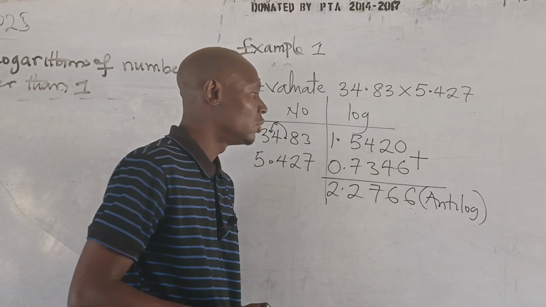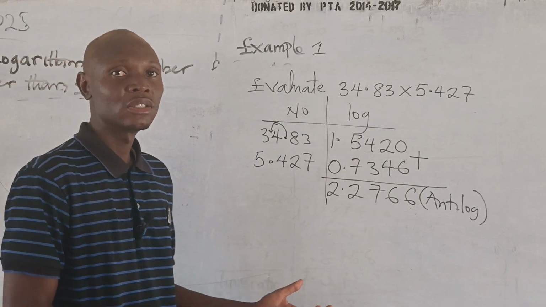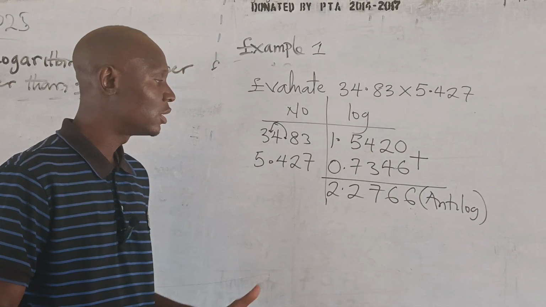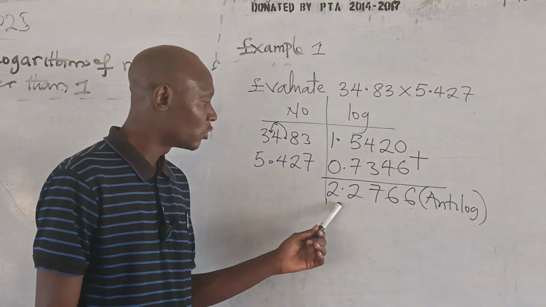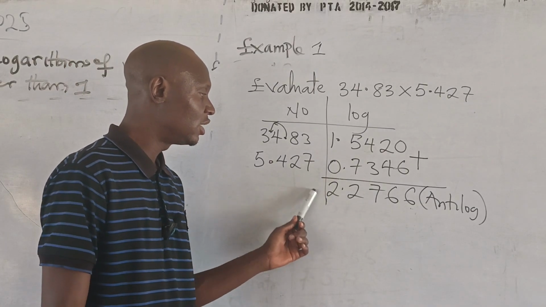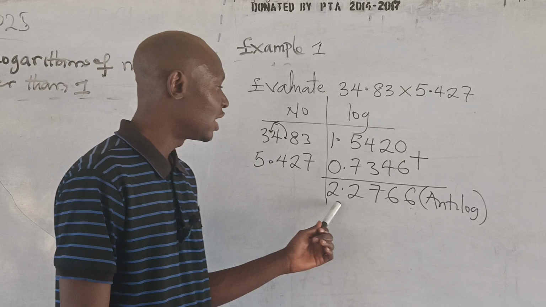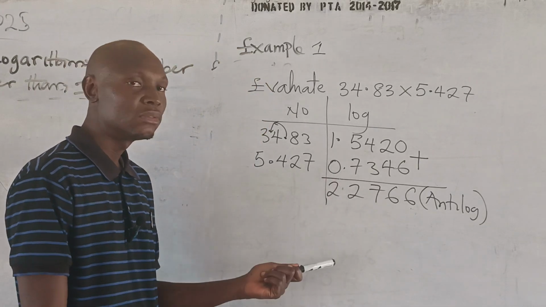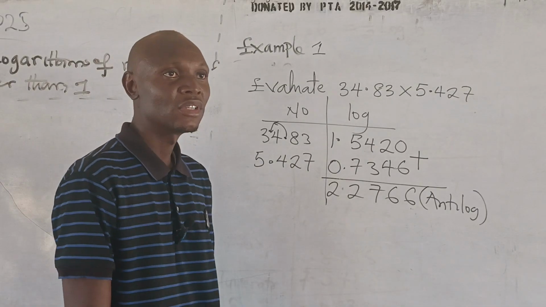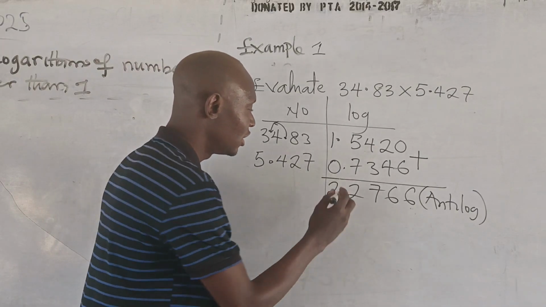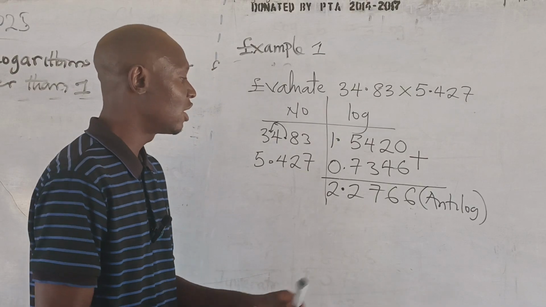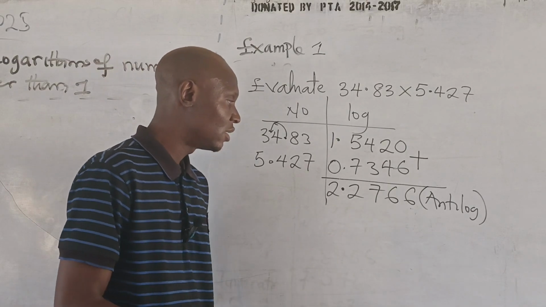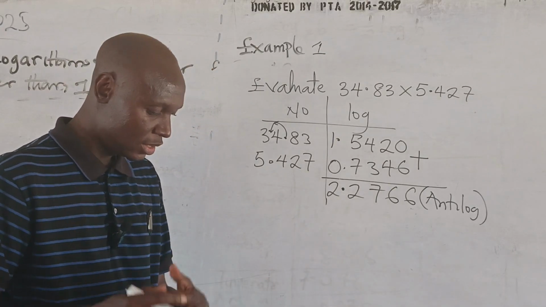Antilog. We check antilog the same way we check the log table. We are first going to ignore the integer part and look for the antilog of the fractional part. So we are going to check 27 under 6 difference 6. I repeat again, we are going to check 27 under 6 difference 6 from the antilog table.